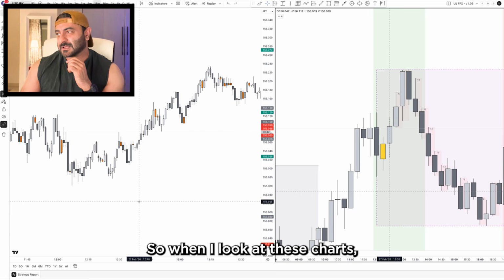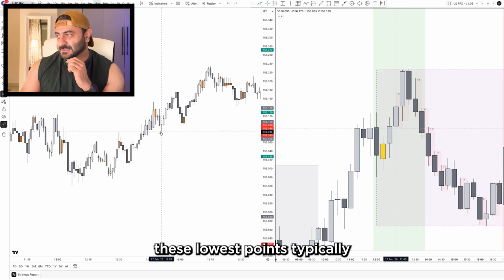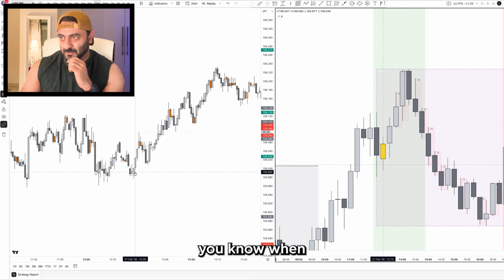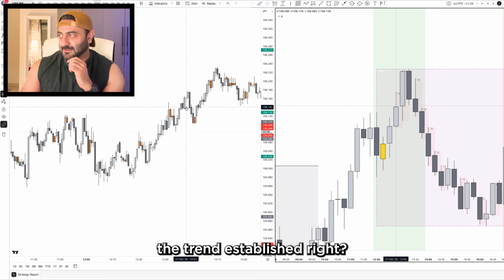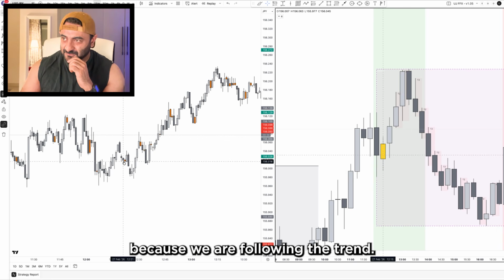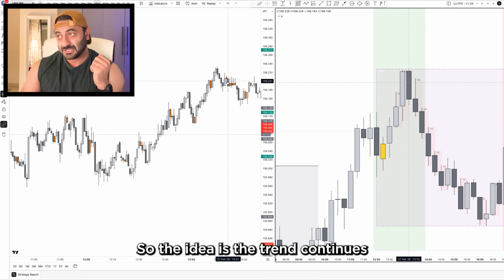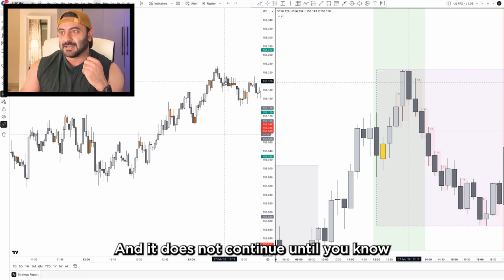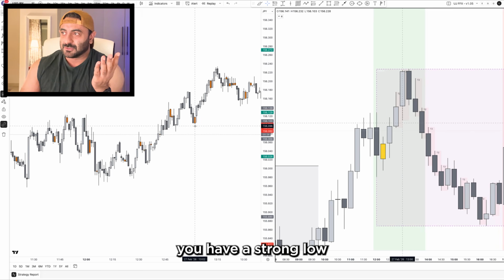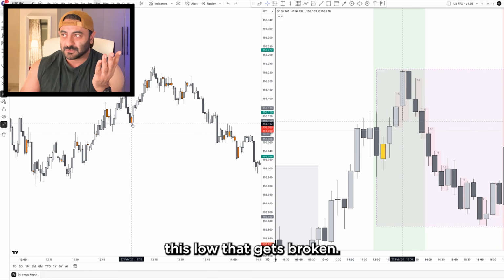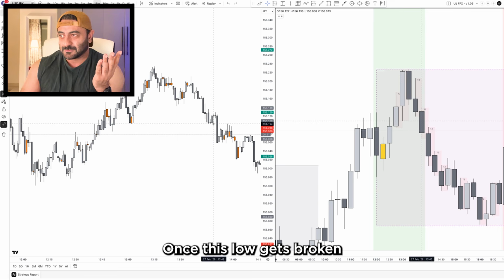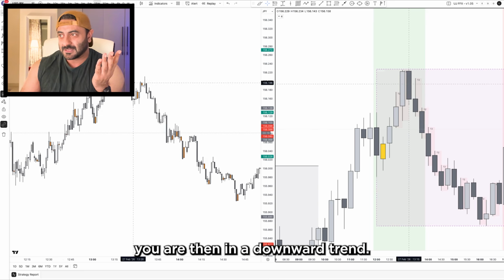So when I look at these charts, these lowest points, typically, when the trend is established, the next candle is bullish because we are following the trend. So the idea is the trend continues until it does not, until you have a strong low, this low that gets broken. Once this low gets broken, you are then in a downward trend.